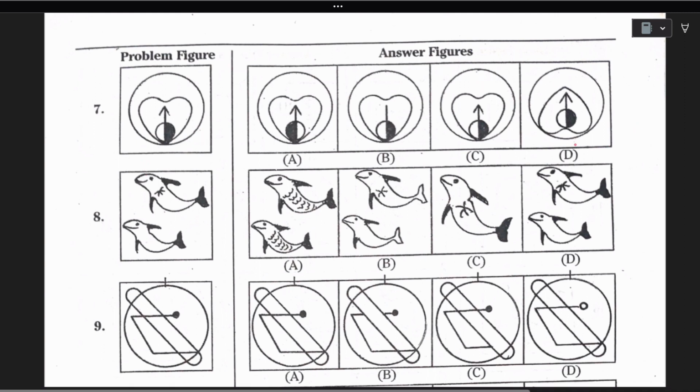And next one, we can directly eliminate this D because this internal shape is in reverse direction, right? This should be upside and this should be lower side, but it is reversed, so we will be eliminating this one. And in B, this arrow mark is not there, so eliminate B. And this shaded part is at the right side, and in A the shaded part is on the left side, so eliminate A. Finally we have C. In C everything is the same as the question, so we will be selecting C as our correct answer.